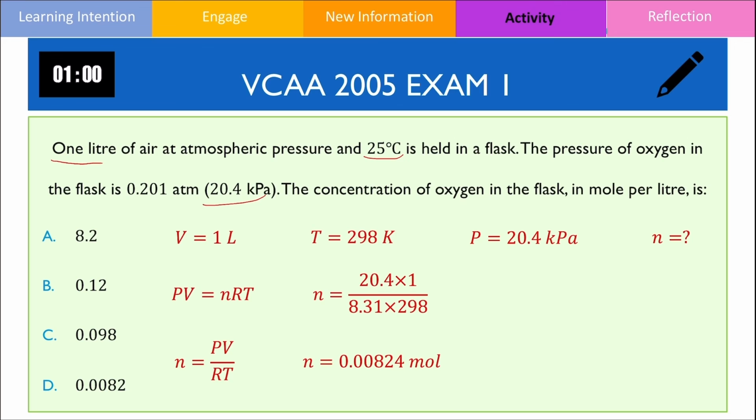However, since the question wants us to calculate the concentration of oxygen, what we could do is find this out by dividing the number of moles by the volume, and this will give me an answer of 0.0082, therefore corresponding to option D.